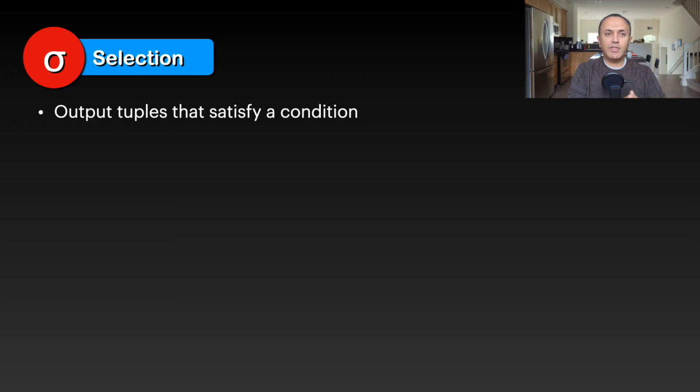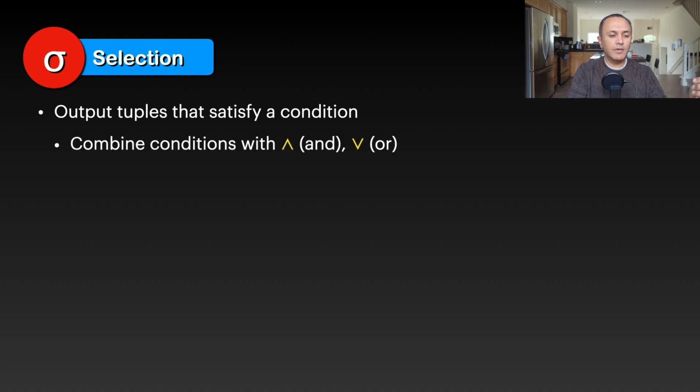Selection is an operation that is usually denoted as the Greek sigma letter, and basically it outputs tuples that satisfy a certain condition. You specify this condition as you're writing the selection. You can combine multiple conditions with ands and ors, so you can have multiple conjunctions or disjunctions in your condition. And it is written as sigma with the condition or conditions in the subscript, and then you apply this to some input. And as I said, the input has to be a relation. This could be a base relation or the output of another operation.